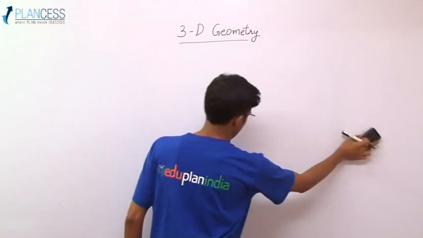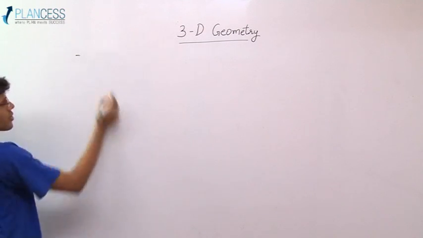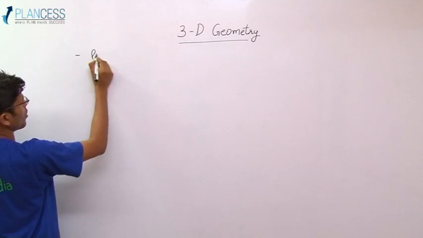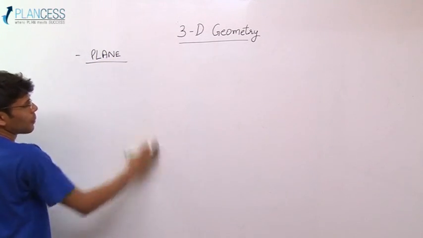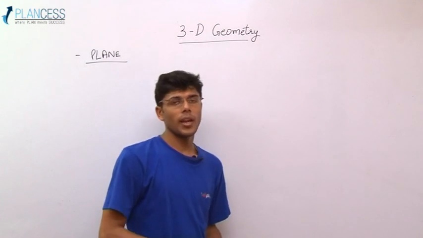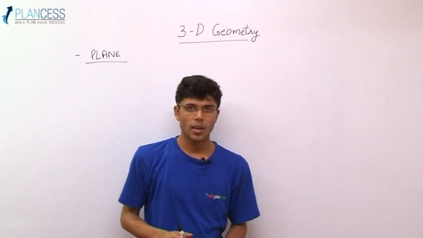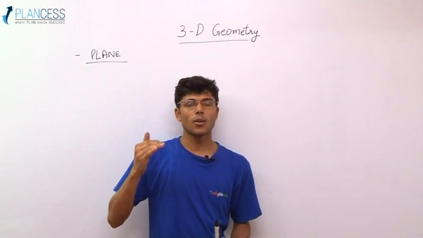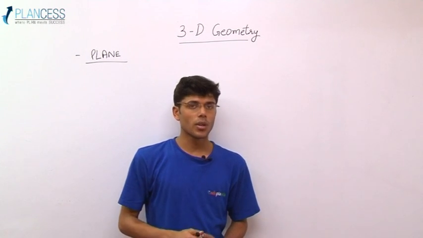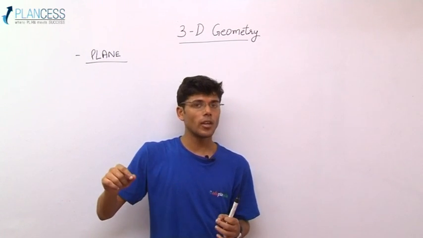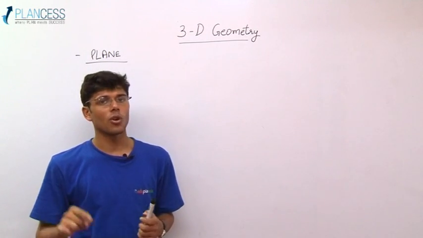Okay, so now let's talk about plane. Plane is a three-dimensional entity. Plane is basically a locus. Every three-dimensional figure is a locus of a point. So what is a plane? Plane is a locus of a point P such that if there is any other point on the locus Q, and if we join P and Q, then any point on the line joining P and Q should also lie on the plane.